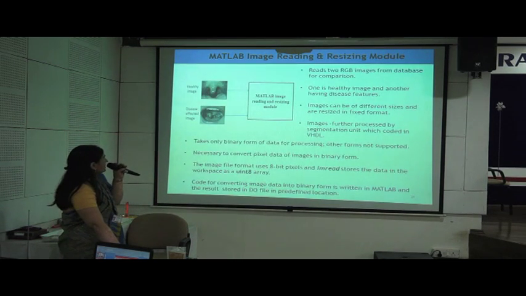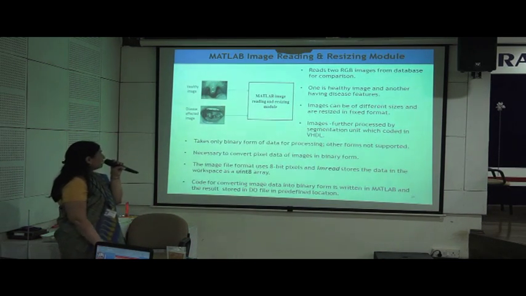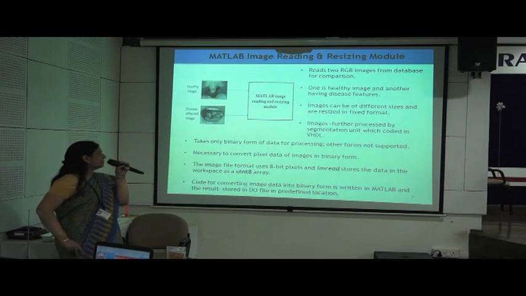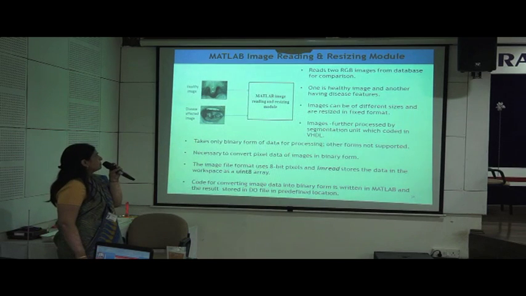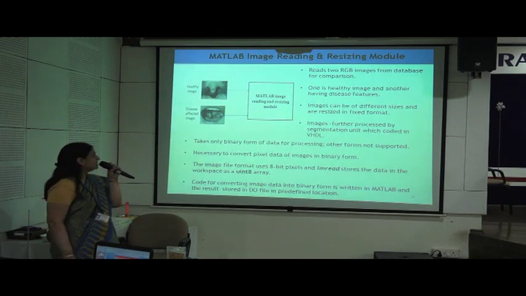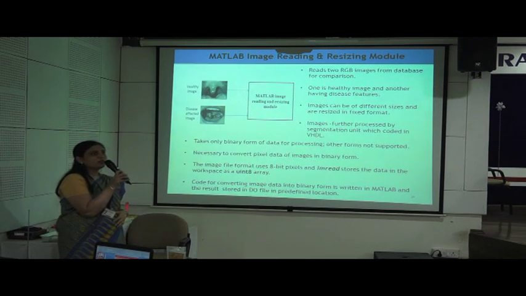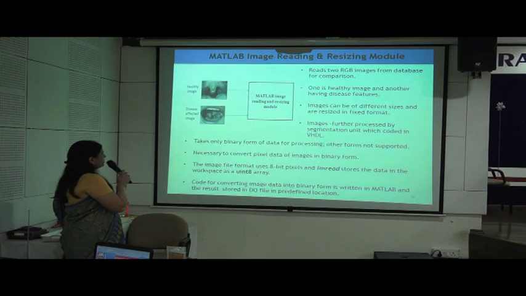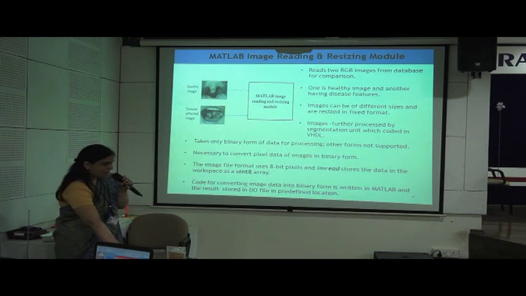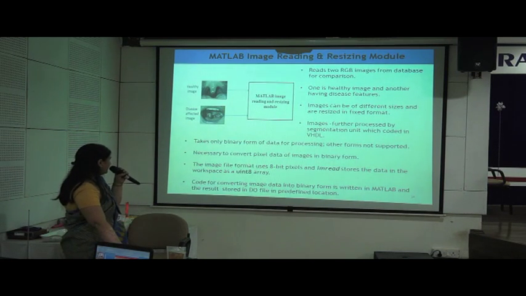The image reading and resizing module reads 2 RGB images from the database for comparison. One is a healthy image and another has disease features. The images can be of different sizes and are resized to a fixed format, and the images are further processed by the segmentation unit, which is coded in VHDL. It takes only binary form of data for processing, other forms are not supported. It is necessary to convert the pixel data of images into binary form.